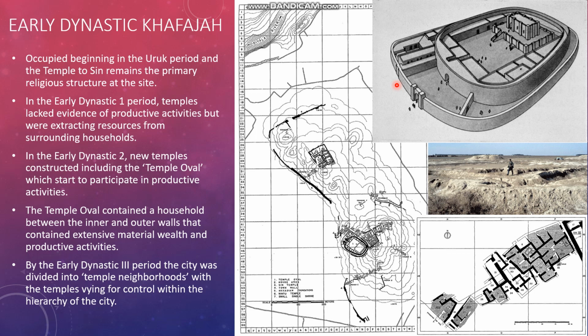And by the early Dynastic 3, we can see the emergence of very clear temple neighborhoods. And each temple within the city is kind of vying for hegemony or control within the city hierarchy. So we can kind of think about this as isolated neighborhoods who are then vying for power and prestige from within the city itself. And then in the late early Dynastic period, the area around the Temple Oval is completely remodeled around a singular temple that appears to have maintained that control and has associated itself with the state.